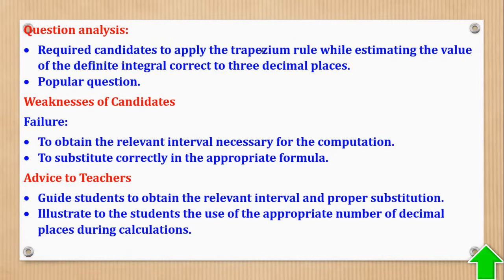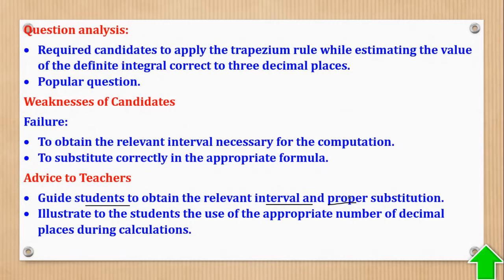So the question required candidates to apply the trapezium rule while estimating the value of a definite integral correct to 3 decimal places. The weakness was failure to obtain the relevant interval necessary for computation. The value of h was a challenge. Another was failure to substitute correctly in the appropriate formula. So we need to quote the formula correctly, then we can substitute. The advice was that teachers should guide students to obtain the relevant interval and proper substitution.